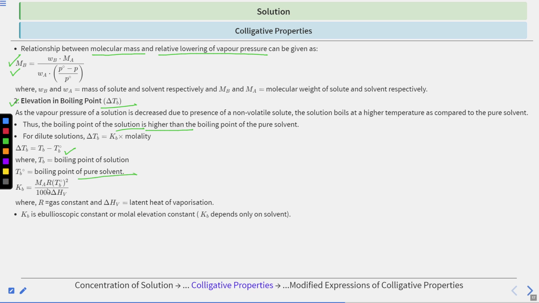And Kb is given as MA, the molecular weight of the solvent, multiplied by R, the gas constant, into the boiling point of pure solvent in Kelvin whole squared, divided by 1000 into del Hv, where R is the gas constant, del Hv is the latent heat of vaporization, and Kb is the ebullioscopic constant or molar elevation constant. So Kb depends only on the solvent. This is important. In the solvent, solute, and solution, Kb only depends on the solvent. Okay.